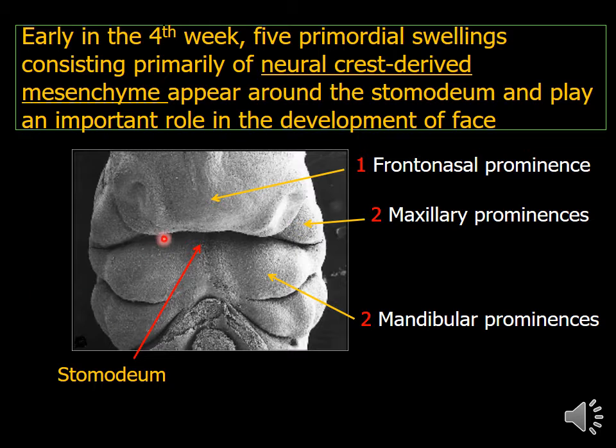This is the stomodium, the primitive oral cavity, and these are the maxillary processes from both sides. This is one, and this is the second. These are the two maxillary prominences or processes, and this is the mandibular process. Both of these processes arise from the first pharyngeal arch, which is named the mandibular arch. This is the frontonasal prominence. So these 5 prominences participate in the development of the face. Again, this is the frontonasal prominence, 2 maxillary prominences, and the mandibular prominence.